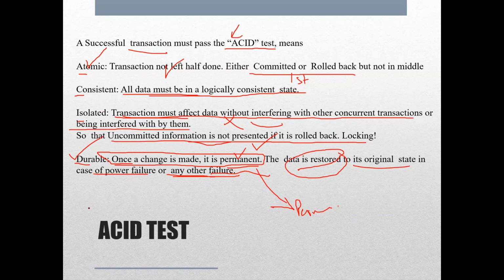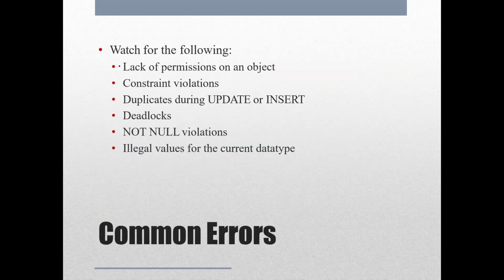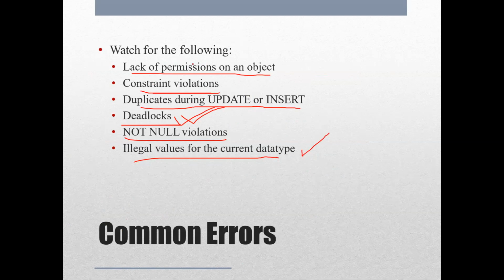So this is the ACID test: atomicity, consistency, isolation, and durability. So you have to just keep that in mind. I hope you must have known that before as well. Now common errors, the errors that might occur, and I've just added a few slides related to that. Lack of permissions on an object. Sometimes you might have a lack of permission, constraint violations, duplicates during update and insert, and deadlocks. We'll see deadlocks in greater detail, not null violations, illegal values for the current data type.